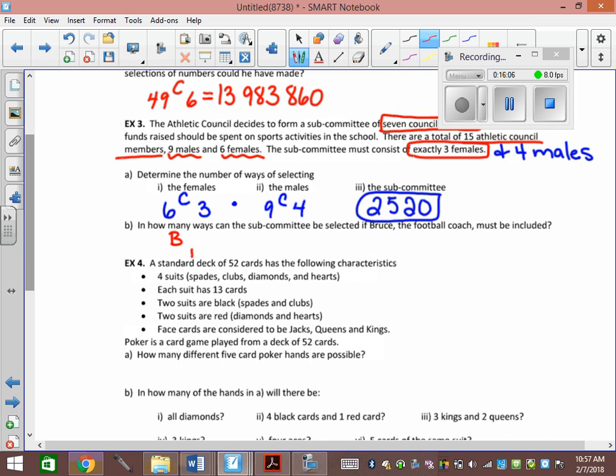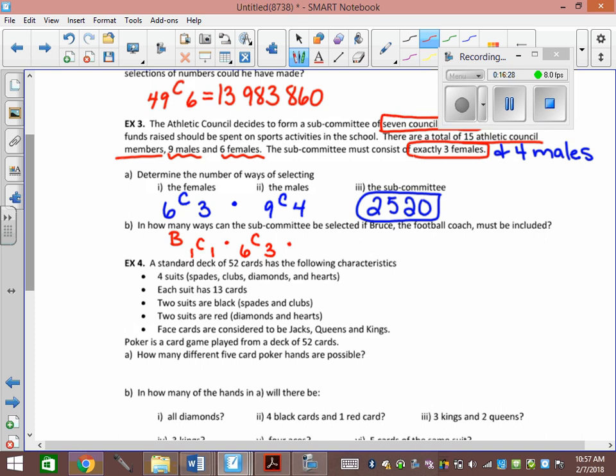Okay. So we want Bruce. We're going to do one, choose one. Now we have Bruce. Okay? It didn't change. We still need 3 females. Is Bruce a female? No. So did he knock down the females at all? No. So it's still going to be 6, choose 3. However, what's the males going to be? It's going to be 8.